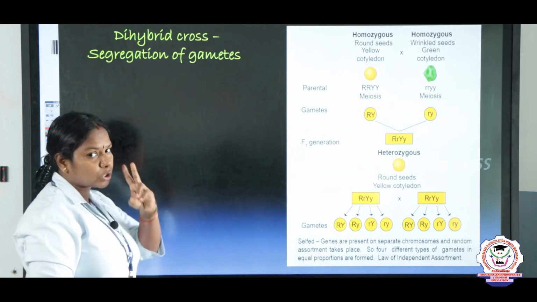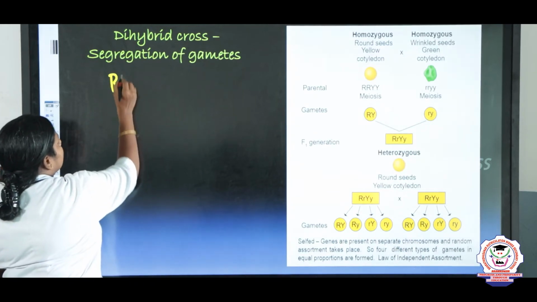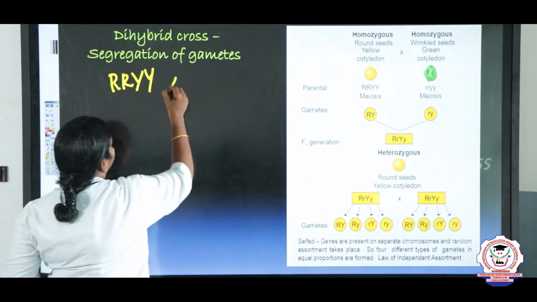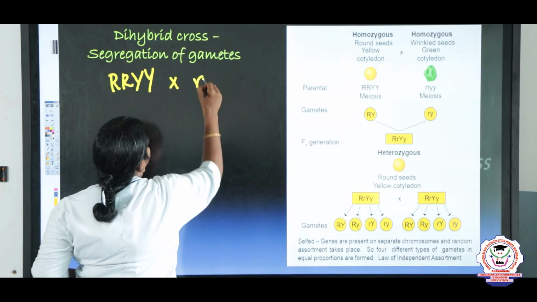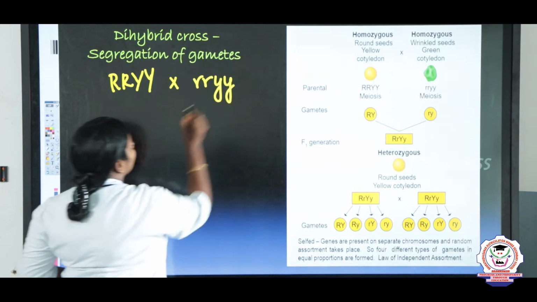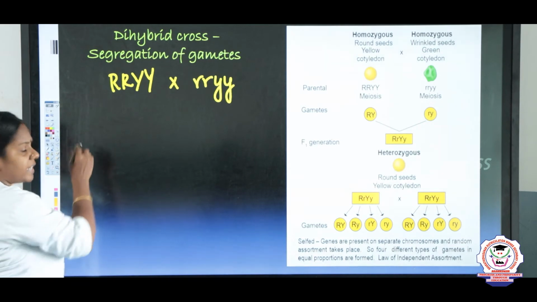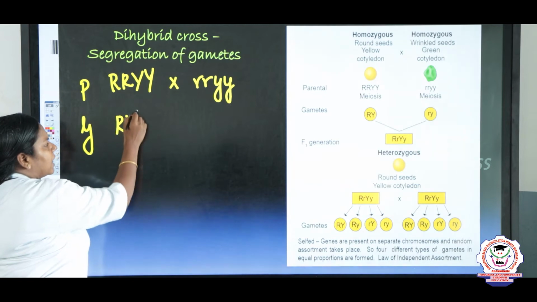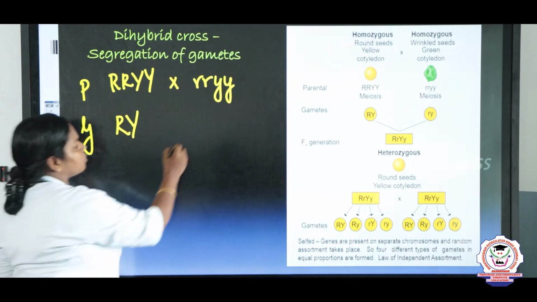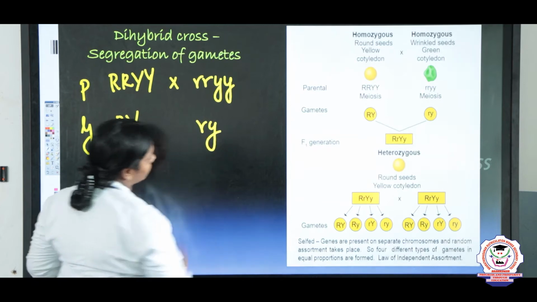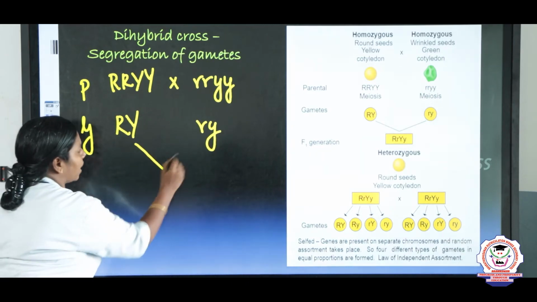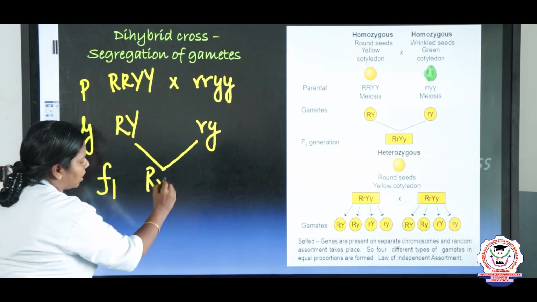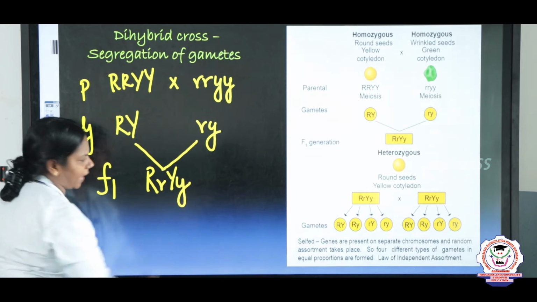Here we are taking the two parents. One is round yellow, capital R, capital R, into wrinkled green, right? So, these parents are diploid, right? What will be about the gametes? The gametes produced are capital R, capital Y and small r, small y. So, in the F1 generation, when they were crossed, what will be the result in the F1 generation? Capital R, small r, capital Y, small y, right?